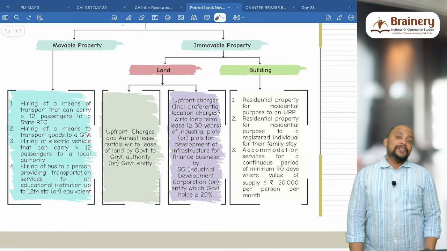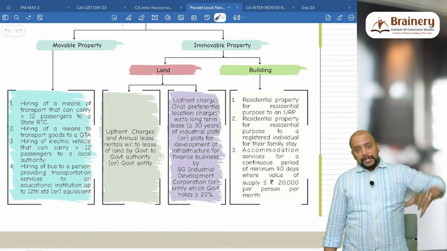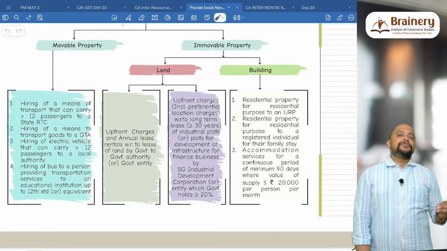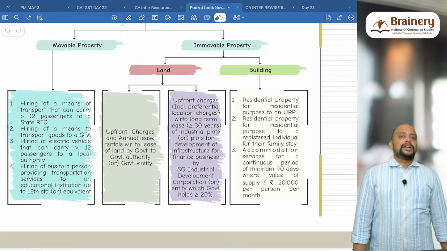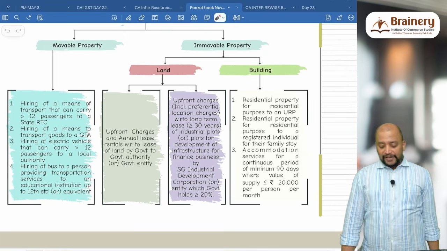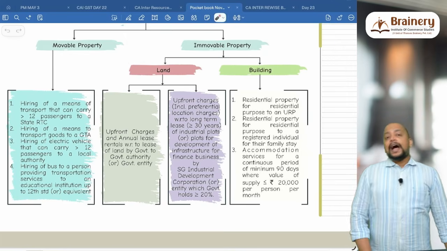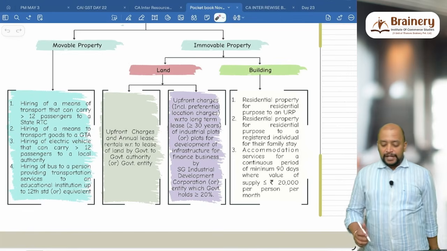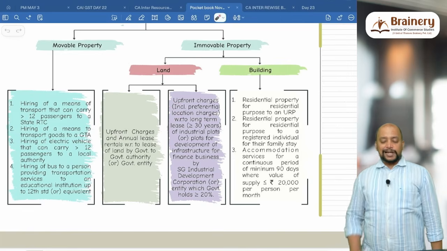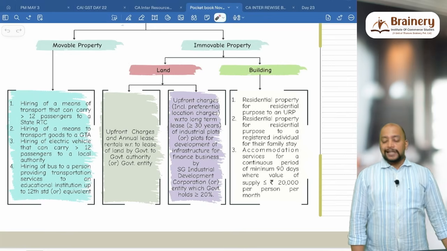And what type of land should be given on lease? Either industrial plot or plot for development of infrastructure for finance business. And what is the type of land that is exempted in the second point? Long-term lease of land greater than or equal to 30 years. And what is the amount of exemption? Only upfront amount. Only upfront amount is exempted, including preferential location charges, but not annual lease rentals.